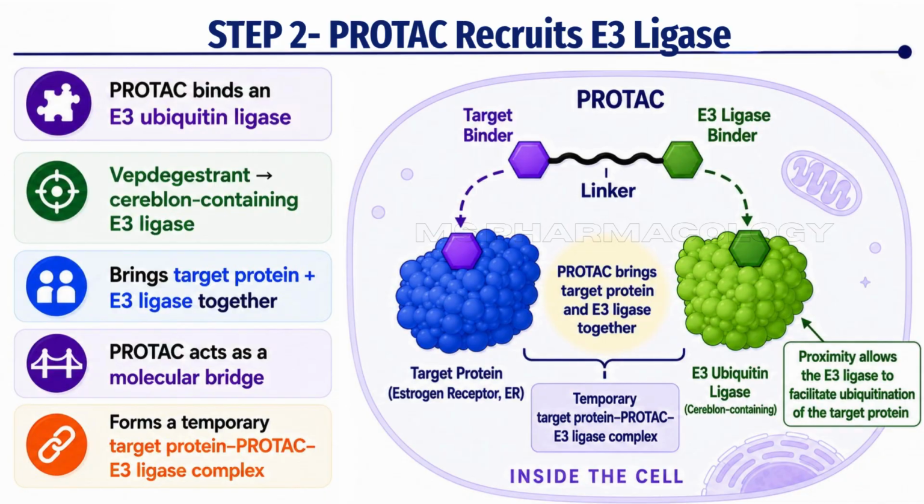Step 2. The other end of the PROTAC binds an E3 ubiquitin ligase. For Vepdegestrant, this involves the cereblon-containing E3 ubiquitin ligase machinery. Now the PROTAC has brought two components together, the target protein and the E3 ubiquitin ligase. The PROTAC therefore acts as a molecular bridge, creating a temporary target protein, PROTAC, E3 ligase complex. And this proximity allows the E3 ligase to facilitate ubiquitination of the target.